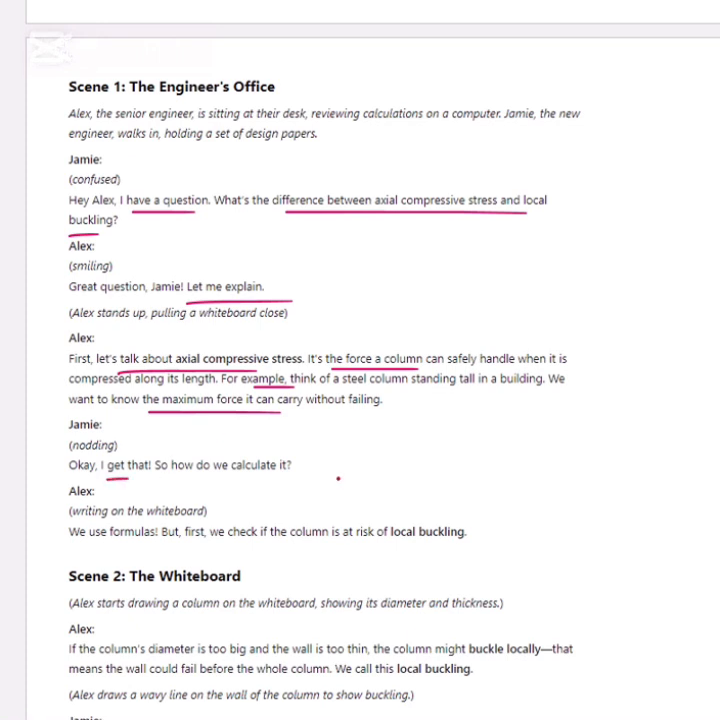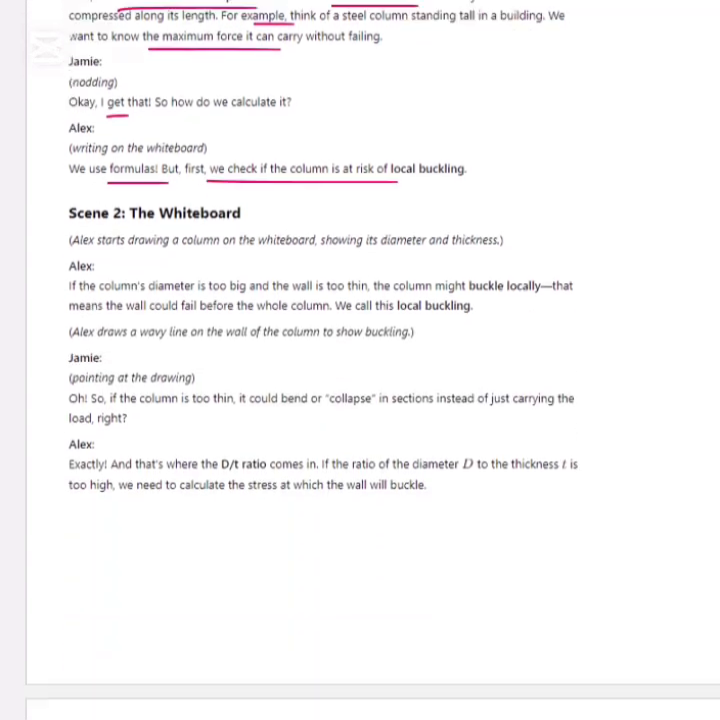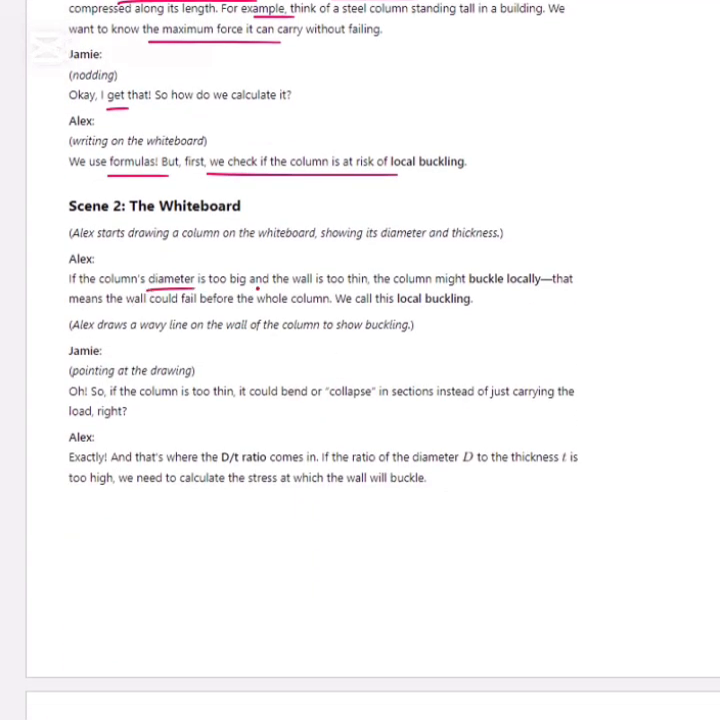Okay, I get that, but how do we calculate it? We use a formula. But first we check if the column is at risk of local buckling or not. If the column's diameter is too big and wall thickness is too thin, the column might buckle locally. That means the wall could fail before the whole column. We call this local buckling. Oh, if the column is too thin, it could collapse or bend in sections instead of just carrying the load, right? Yes, exactly. And that's where the D/t ratio comes in.